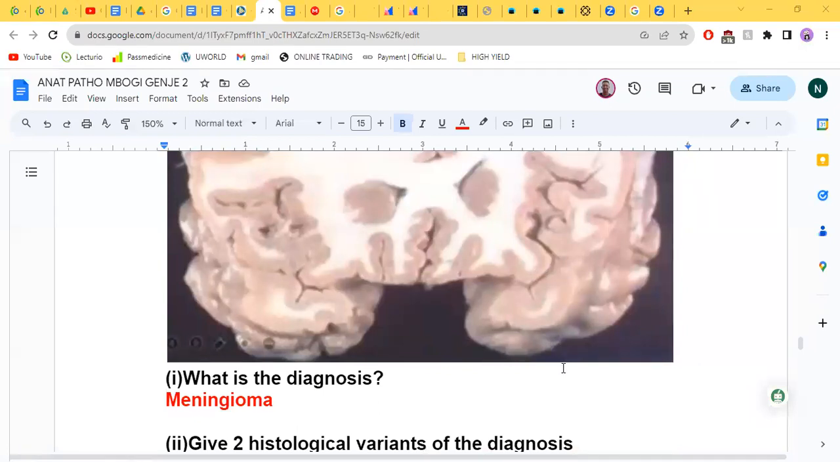Give two histological variants of this diagnosis. If I take a piece of this specimen and look at it under a microscope, what are some of the telltale features that I can use to recognize it as a meningioma? Psammoma bodies, awesome. Which other tumors present with psammoma bodies? The whorl pattern, yes. You have things that look like whorls.